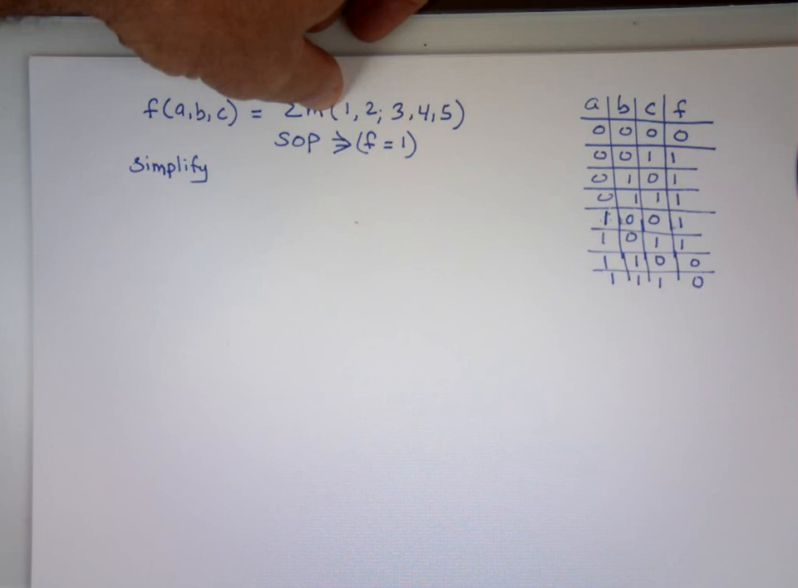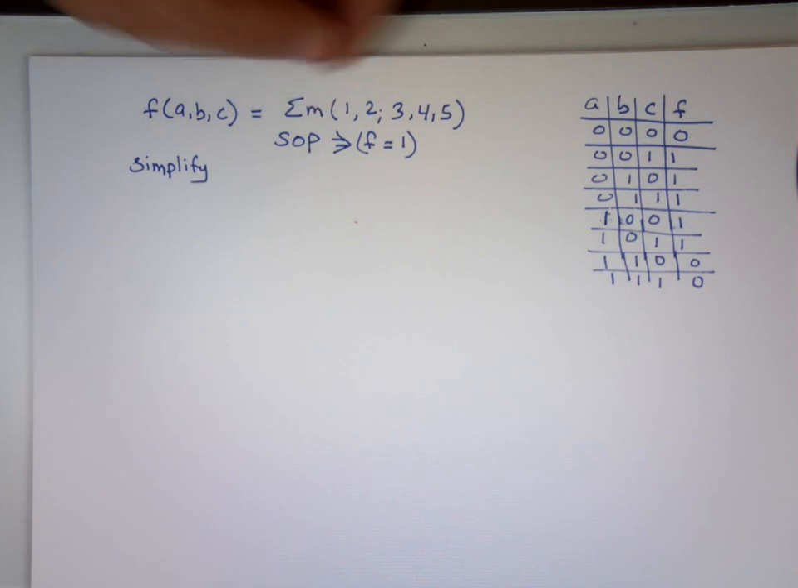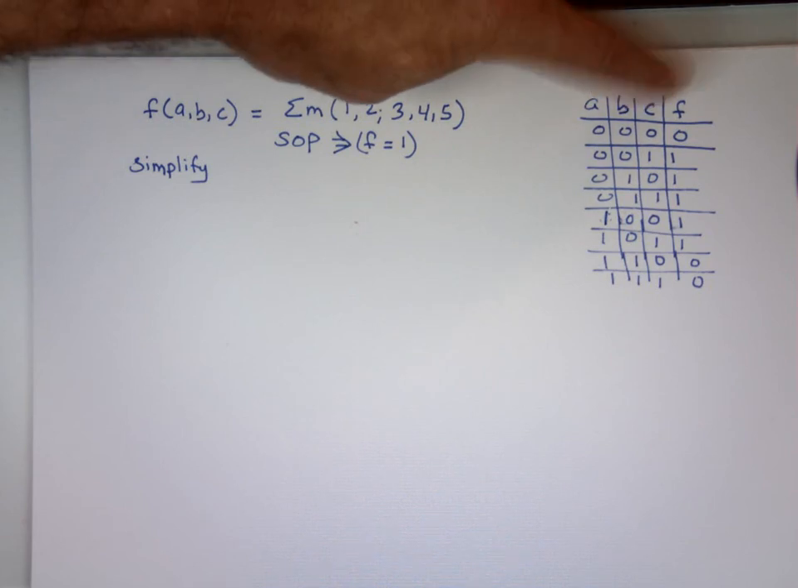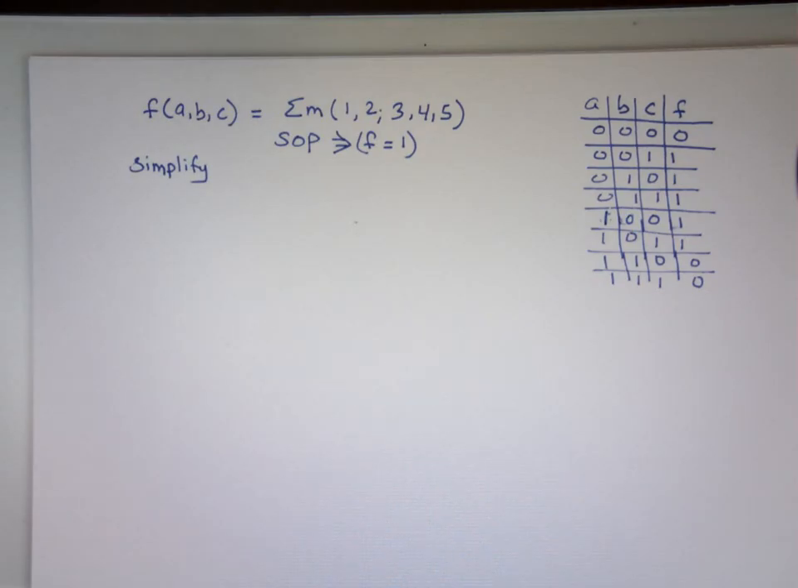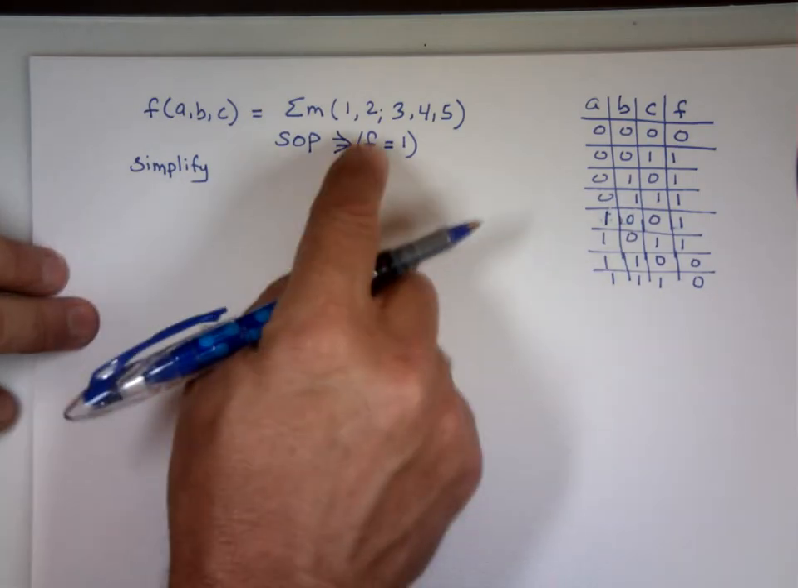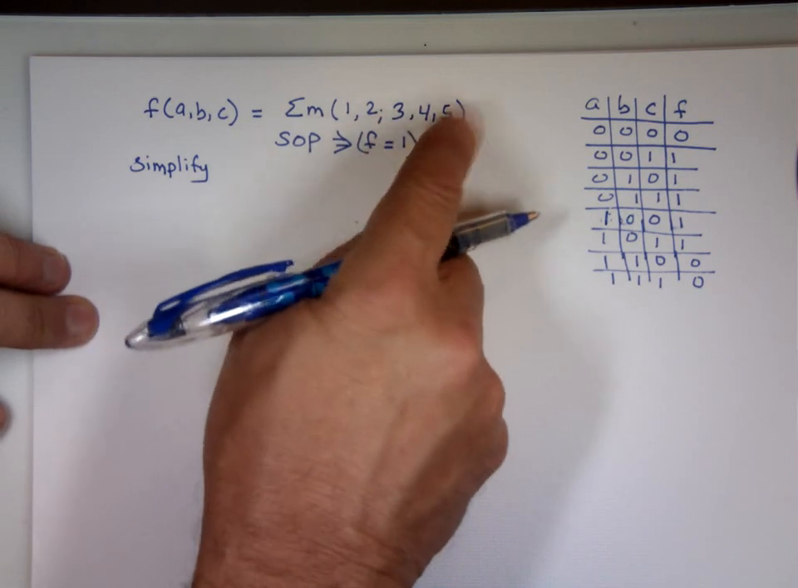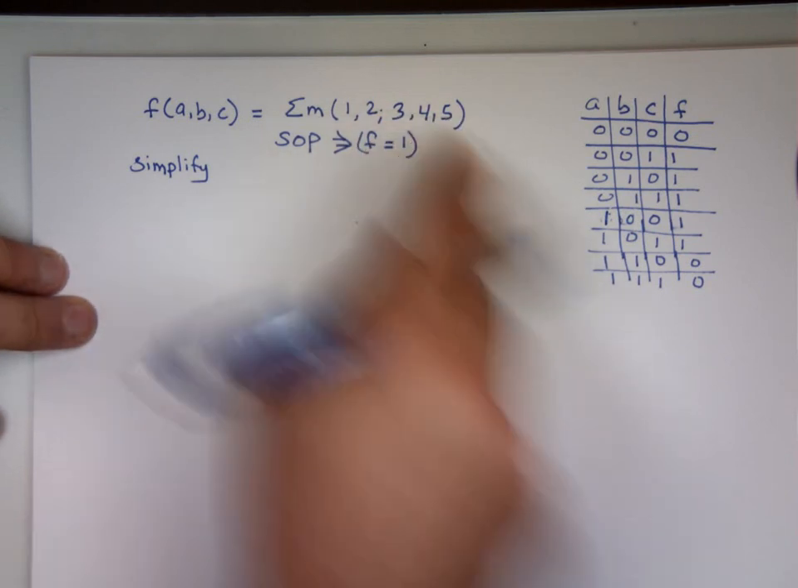Wait, how'd you get 6 and 7 for them? Because you have 8 different combinations, 3 variables. 2 to the power of 3 is 8. So I'm listing all the possible combinations that exist. So you have 8 of them from 0 to 7. You're only going to have a 1 on the ones they told you, at 1, 2, 3, 4, and 5. That means you will have a 0 at 6, 0 at 7, 0 at 0.